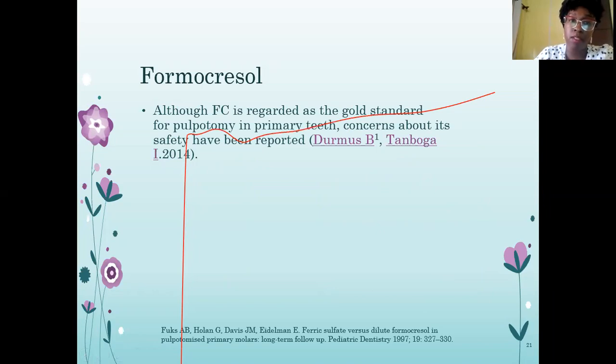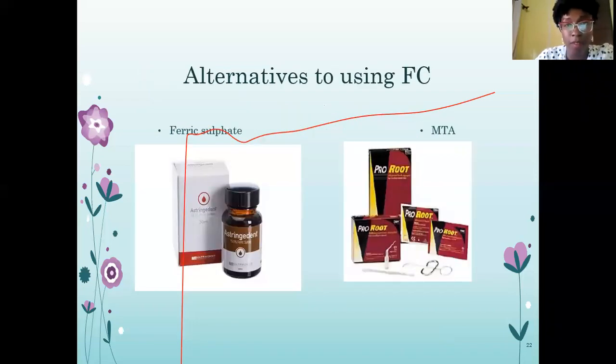So this is just what I've been saying. Although it's purported to be a gold standard for pulpotomy in primary teeth, I know most of us will be like, what do you mean it's a gold standard? It actually is, according to the literature that is out there. Concerns have been reported regarding its safety. So better alternatives are being developed. And these are some of the alternatives.